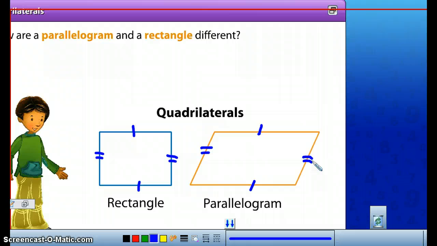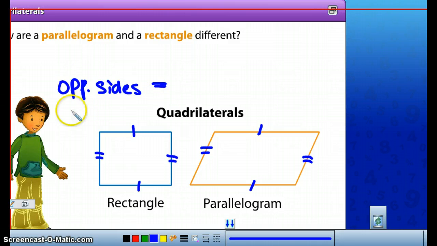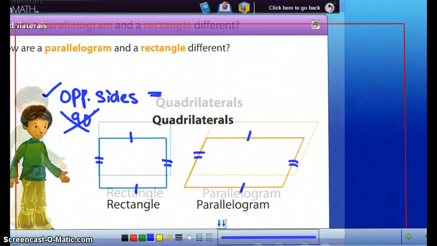Why? To be a rectangle, what do you have to be, Kaden? It has to have four 90-degree angles. Yes, it also has to have opposite sides parallel, and then it has to have 90-degree angles. A parallelogram has opposite sides that are equal, but it does not have all 90-degree angles. So a rectangle is a parallelogram, but a parallelogram isn't always a rectangle.